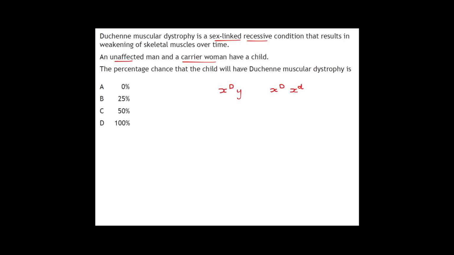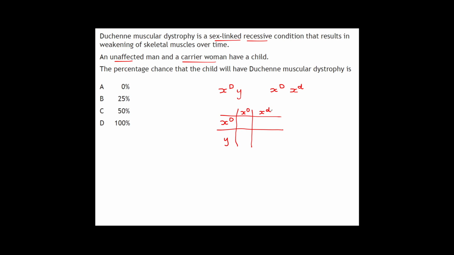Now, what we have to do is calculate the chance that the child will have muscular dystrophy. So we have to do a Punnett square. Now, we don't do anything different for sex-linked Punnett squares. We do exactly the same as we would for an autosomal condition. So we put our X D and our Y within our Punnett square. I'll just draw the lines for this one to make it clearer for you to see where everything is, okay? We put our X capital D in there, and that X small d goes in here.